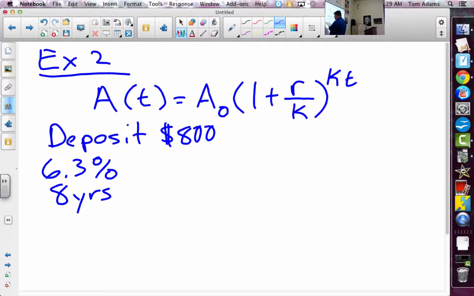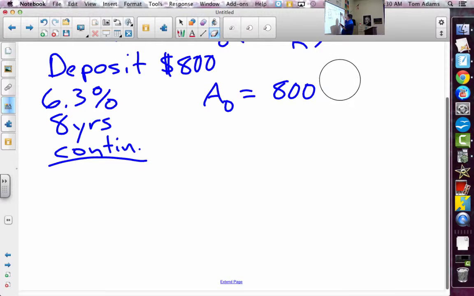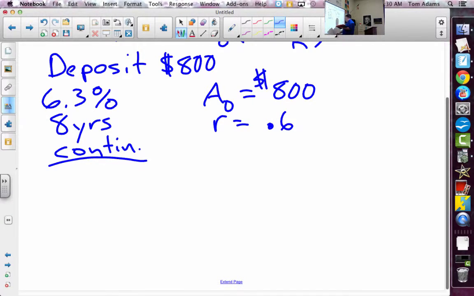So the first thing that I'm going to do is continuously. And this isn't so much calculus as it is kind of review, but we will talk about calculus. So I have the initial amount, which is $800. The rate, we write that as a decimal, so it's actually 0.063 when we convert that to a decimal.